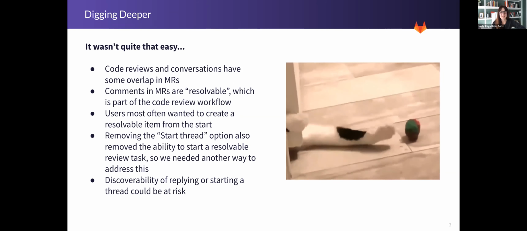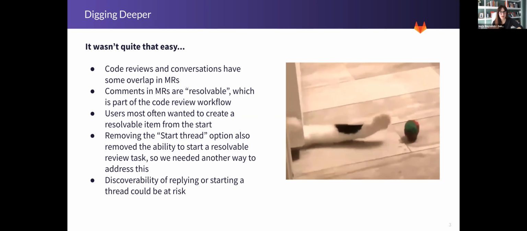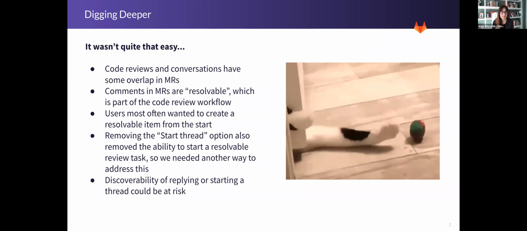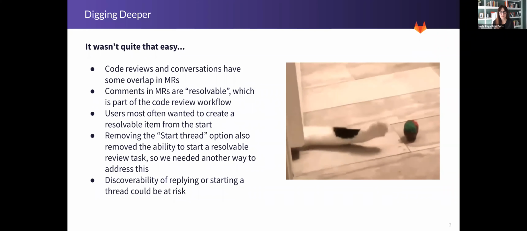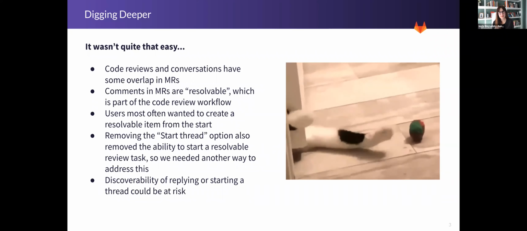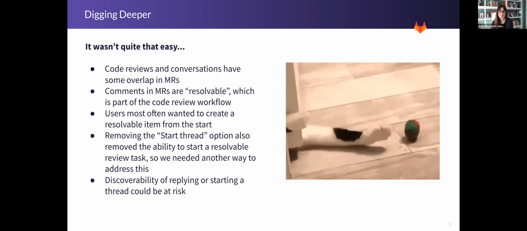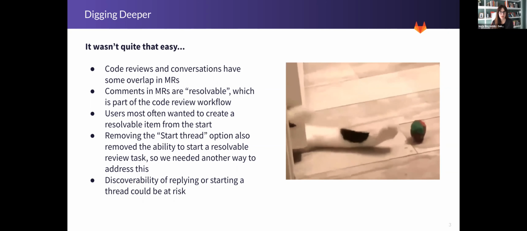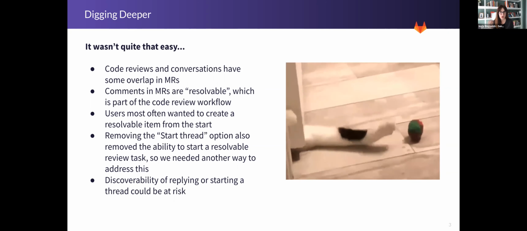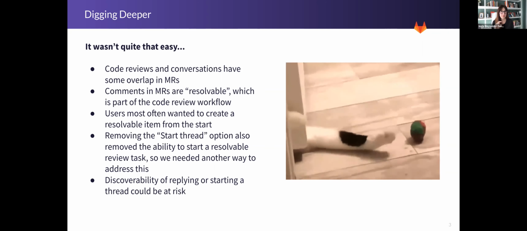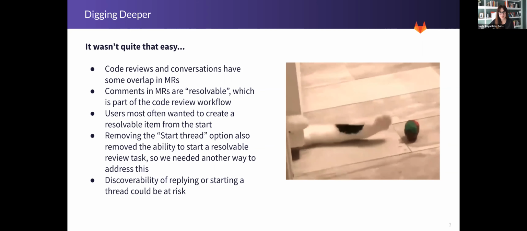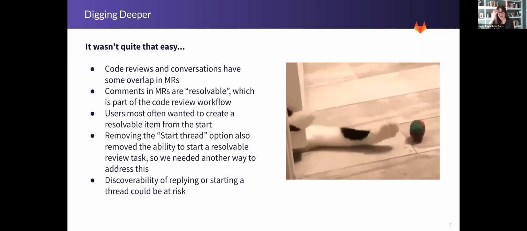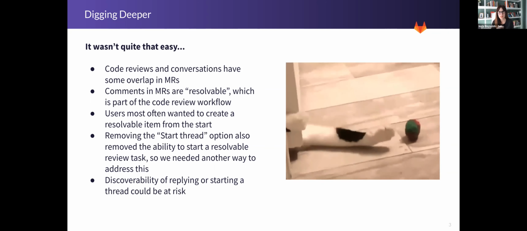So code reviews and conversations are really kind of two separate concepts that are very closely tied together in the MR UI. And this creates a couple of challenges. The reason that the user wanted this button to default to starting a thread is because of the option to resolve that discussion as part of that review process. They don't have that option with a single comment. They have to actually create a thread to have that resolvable option. So it wasn't going to be quite as easy as just flipping this button, because we had all of these other processes to consider.